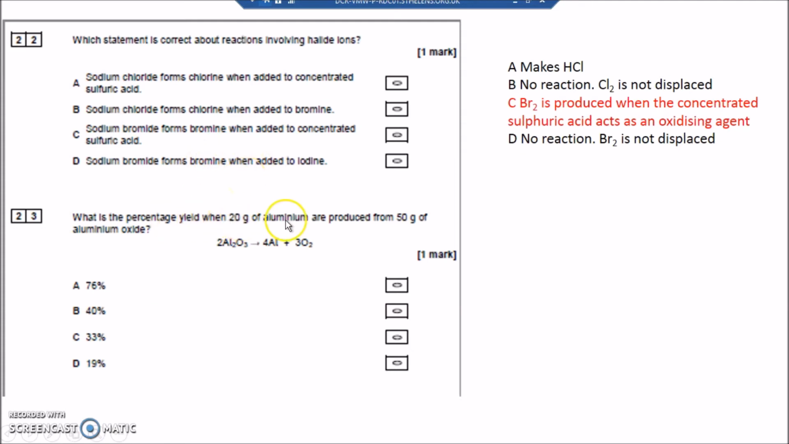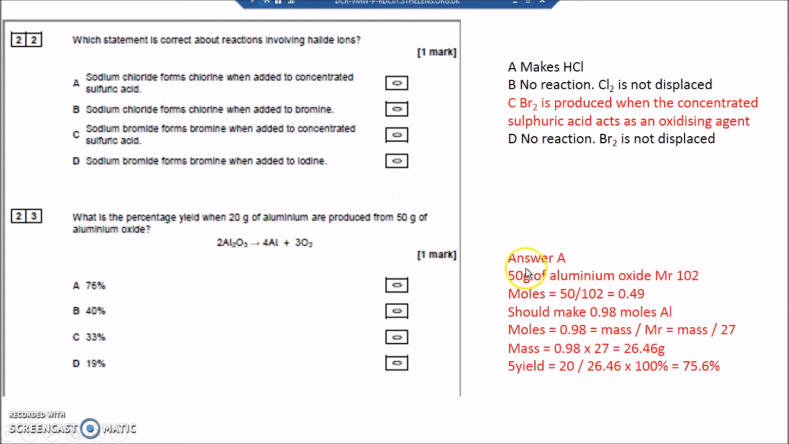What's the percentage yield when 20 grams of aluminium is produced from 50 grams of aluminium oxide? So if I look at 50 grams of aluminium oxide, and work out the Mr, aluminium is 27, so 2 27s and 3 16s is an Mr of 102. Moles is mass, 50 grams divided by 102, 0.49 moles of aluminium oxide. 2 moles makes 4, so twice as many moles of aluminium are going to be produced. So I multiply the 0.49 by 2 and I get 0.98 moles of aluminium being made.